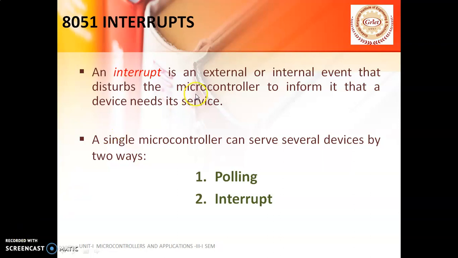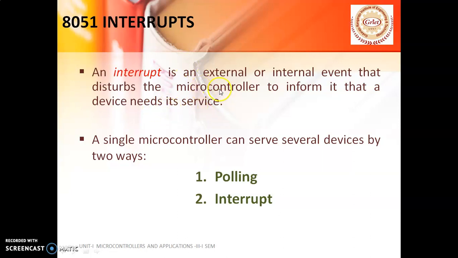Let's talk about 8051 interrupts. Interrupt means anything which breaks the continuity is called an interrupt. The other definition for an interrupt is a disturbance caused while the processor or the controller is executing instructions. And if you see the slide, the other definition says that an interrupt is an external or internal event that disturbs the microcontroller to inform it that a device needs its service.